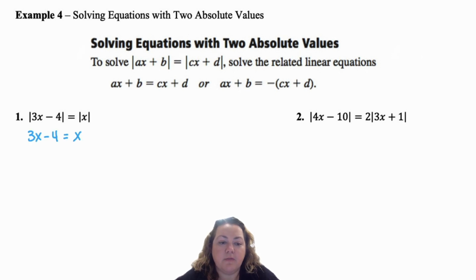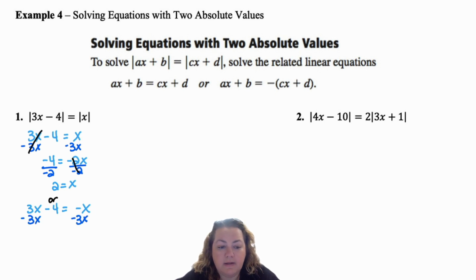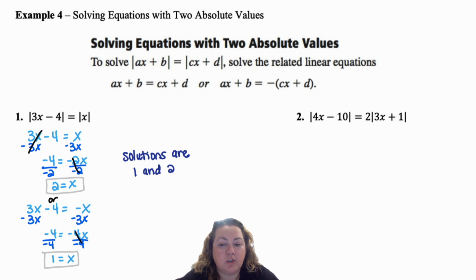All right, so the absolute value of 3x minus 4 equals the absolute value of x. I would write two separate equations: 3x minus 4 equals x, and 3x minus 4 equals negative x. And then solve. I'm going to move the x's over to get them to one side. I have negative 4 equals negative 2x, divide by negative 2 to get x by itself. I get x equals positive 2. And the other side, I'm going to move the x's to one side, divide by negative 4. I get x equals 1. We could check these, make sure that they work. All right, so the solutions are 1 and 2.